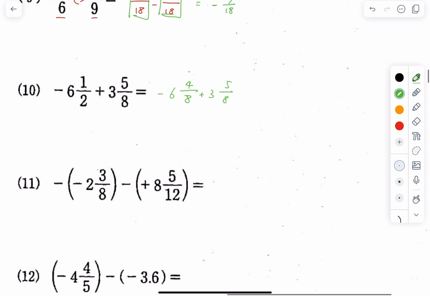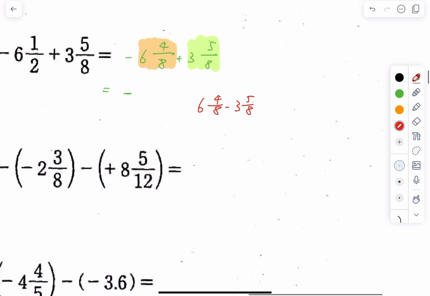Okay, so now, which one is bigger? Which one is smaller? Numerical value-wise, I know that 6 and 4 over 8 is bigger, and then 3 and 5 over 8 is smaller. So I know it's going to be a negative answer because the numerically bigger number attaches with the negative, right? So then I just use the bigger number, which is 6 and 4 over 8, subtracting the smaller number, 3 and 5 over 8. Okay, so I put it on the side, 6 and 4 over 8 subtracting 3 and 5 over 8.